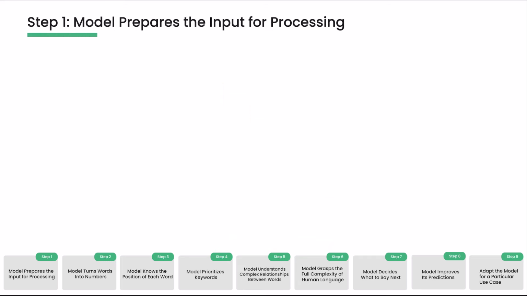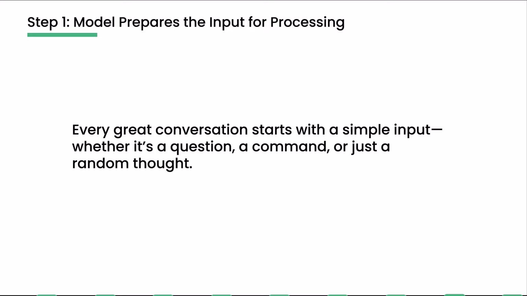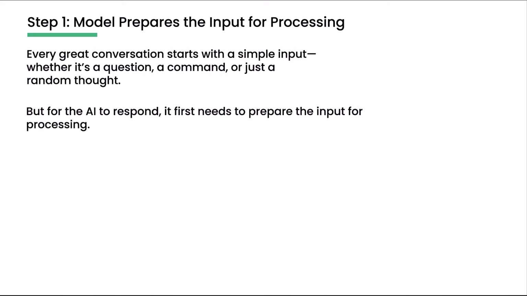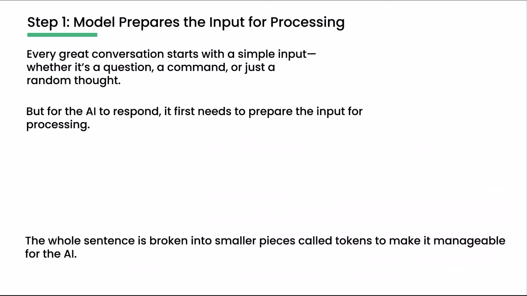Step 1. Model prepares the input for processing. Every great conversation starts with a simple input, whether it's a question, a command, or just a random thought. But for the AI to respond, it first needs to prepare the input for processing. Think of it like cutting a pizza into slices. The whole sentence is broken into smaller pieces called tokens to make it manageable for the AI.